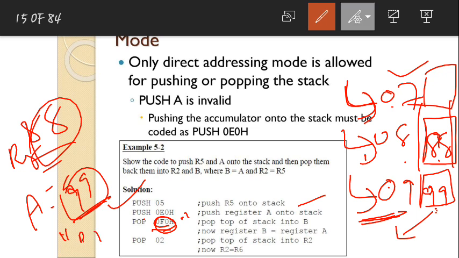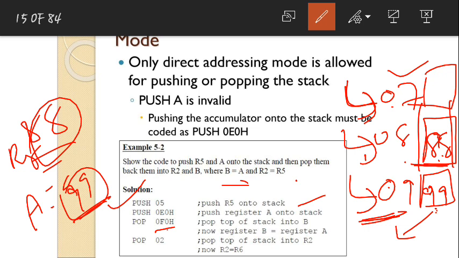But in the question he has mentioned that A should be moved to B, because after execution of this program, A should be equal to B. That means the 99 you moved onto the stack should be equal to B. So you should write the B address first, because R2 should be equal to R5. This R2 value needs to be moved to the 05 location, 05 should be moved to 02 location. So here I am writing F0 first, not 02.